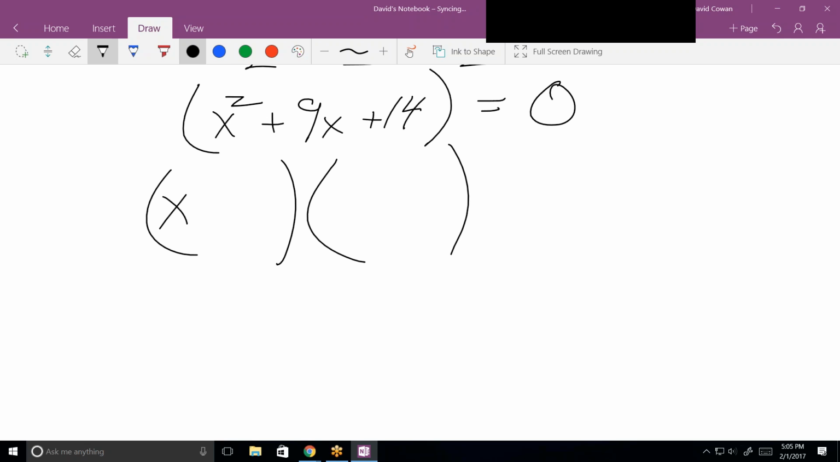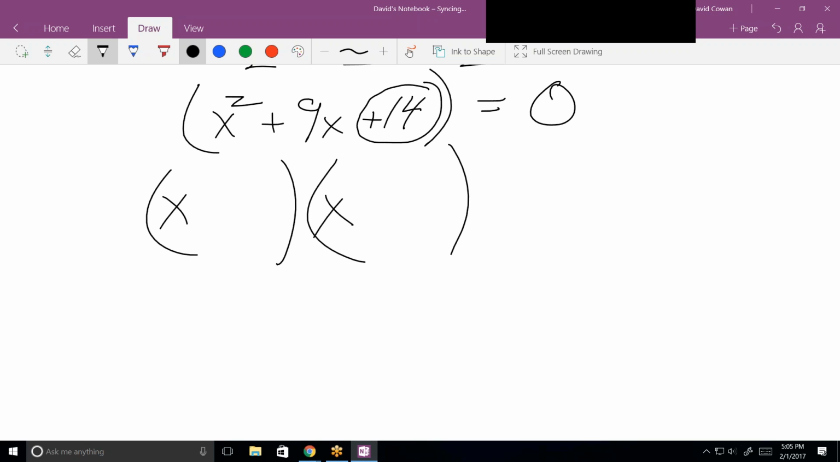First step, split up the x's. Second step, determine both signs. What are both signs got to be? How can I produce a plus 14 if that were the case? No, the signs have to be the same. They either have to be both plus or they have to be both minus. That's the only way you can produce a plus.